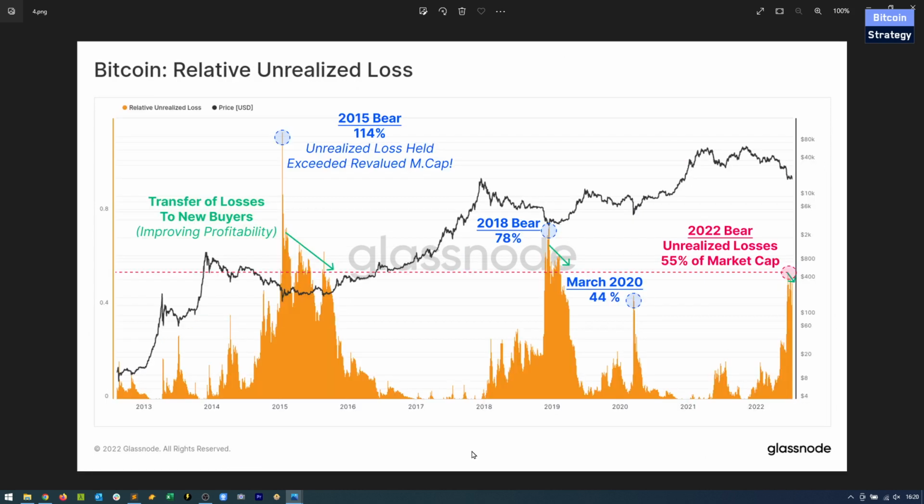Now here's another chart showing a bit of a different data point. So now we are not looking at the realized price. So we're not looking at when a transaction has occurred. We're looking at the exact opposite, the unrealized loss. And we are looking at this relative to the Bitcoin price. Okay, so how much have people been in losses that they didn't yet realize?